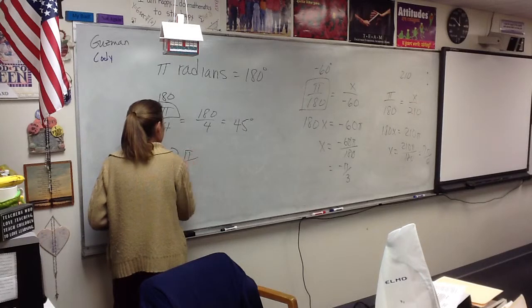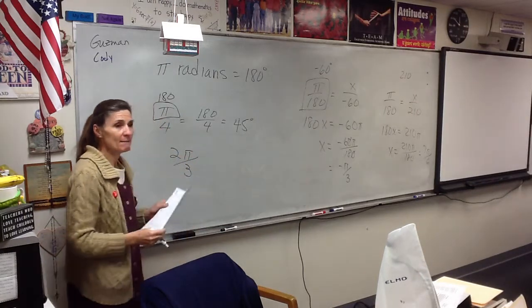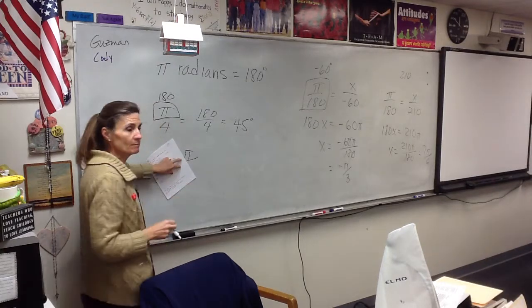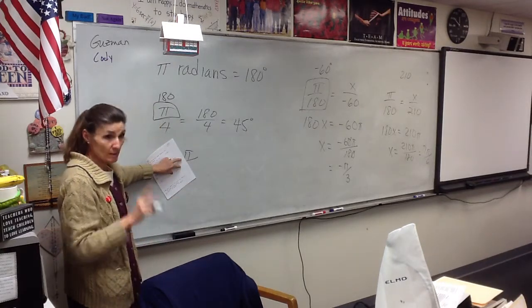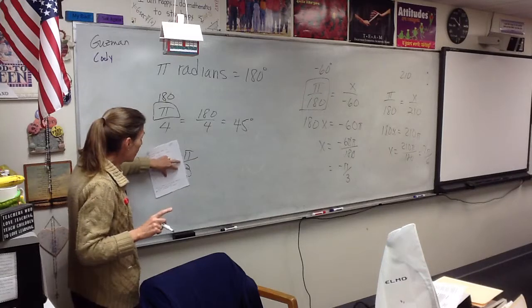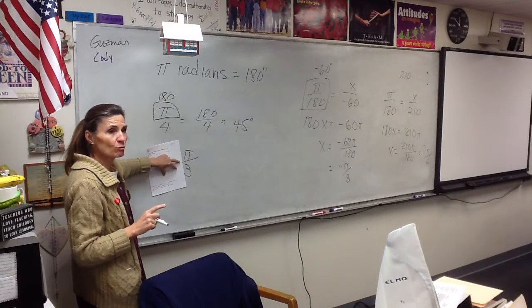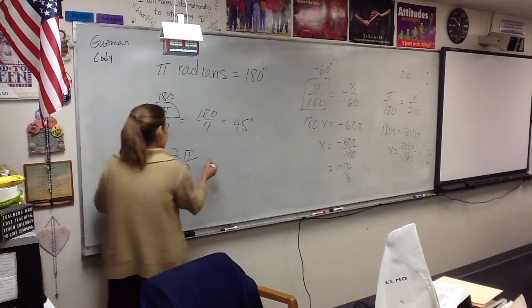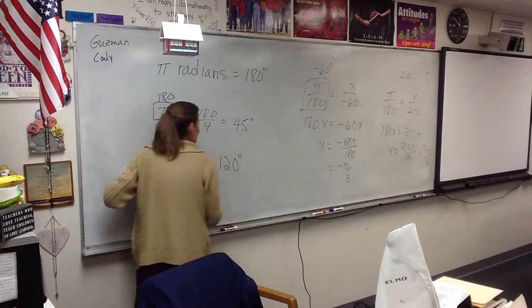2 pi over 3. Okay, now wait a minute. Forget this for a minute. What's pi? 180. Okay, everybody with me? What's 180 divided by 3? 60 times 2. 120. This is 120 degrees.